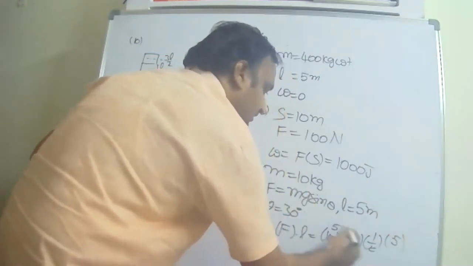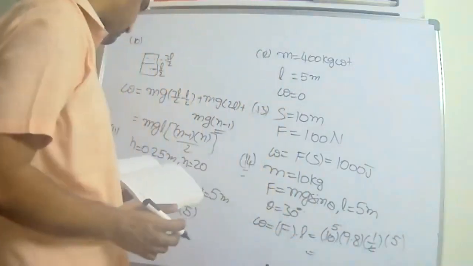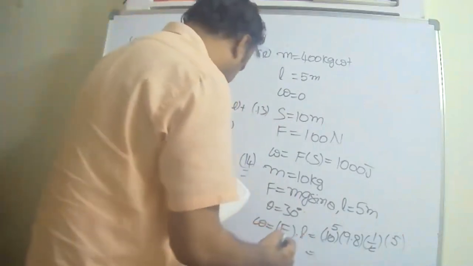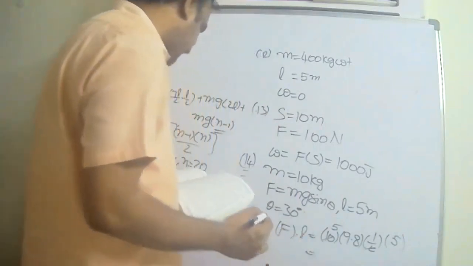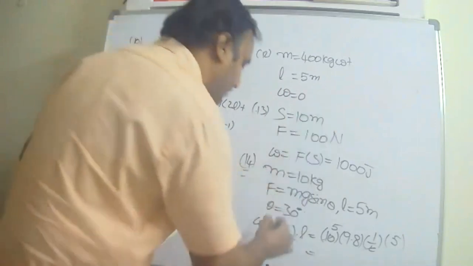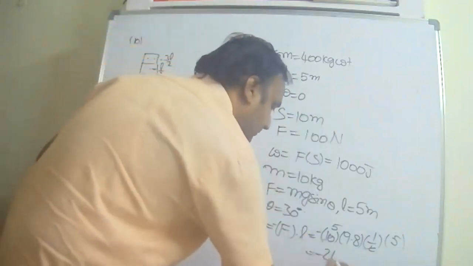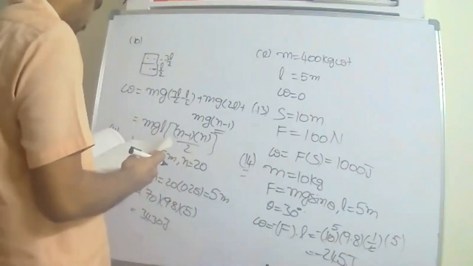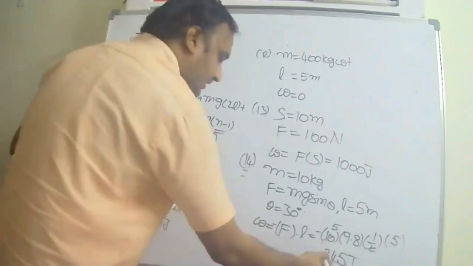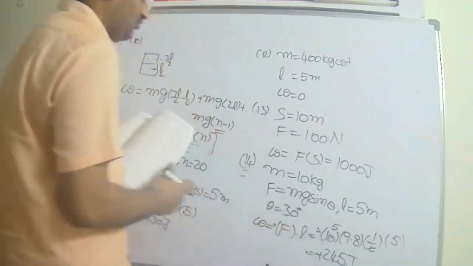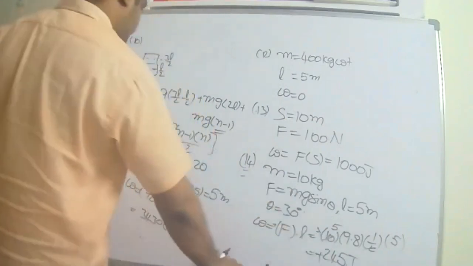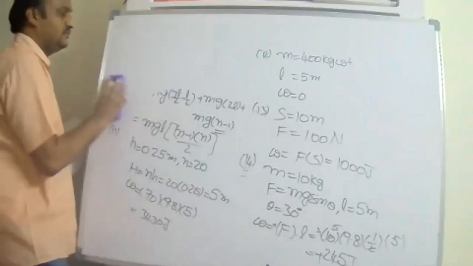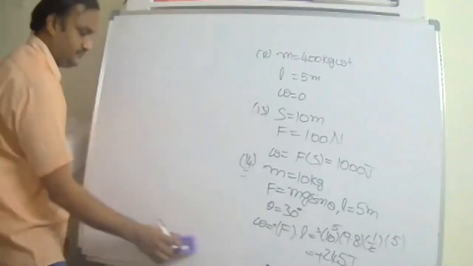This is 25 into 9.8, so 245. Work done by the force of gravity can be calculated with a negative sign. So work done by the force of gravity is minus 245 joules. Work done by the applied force is 245 joules. Next one.